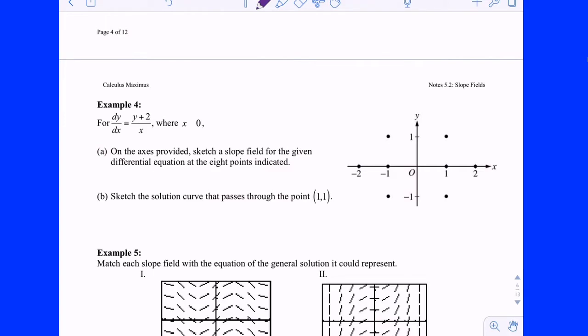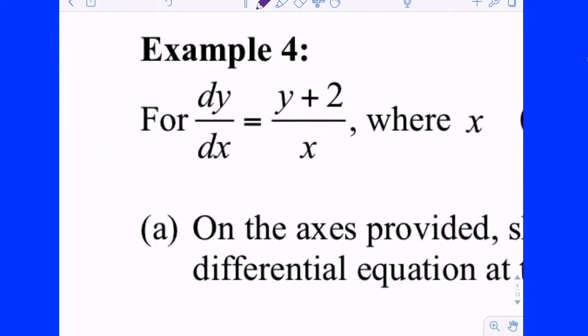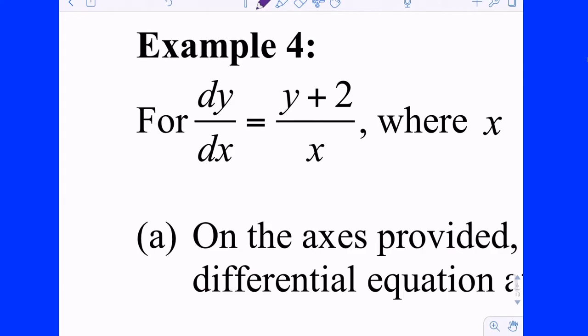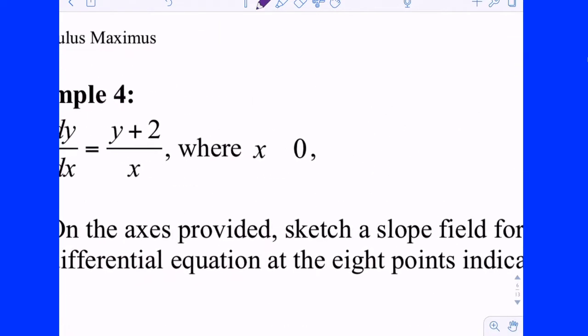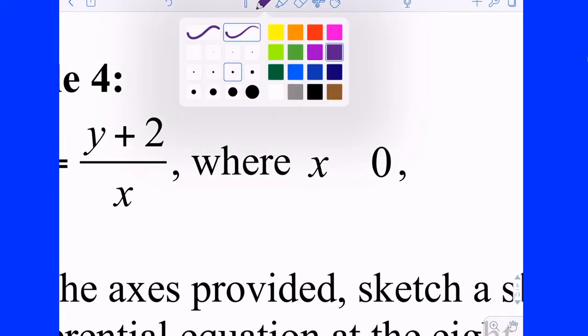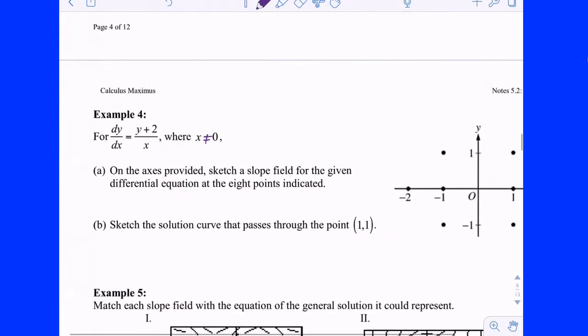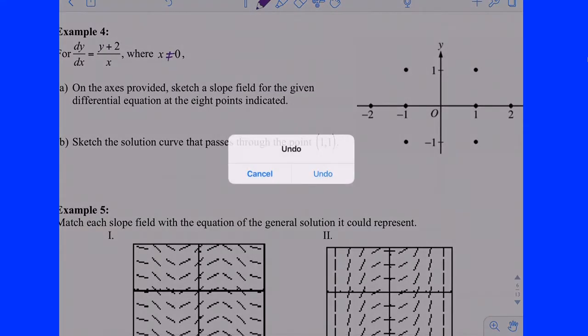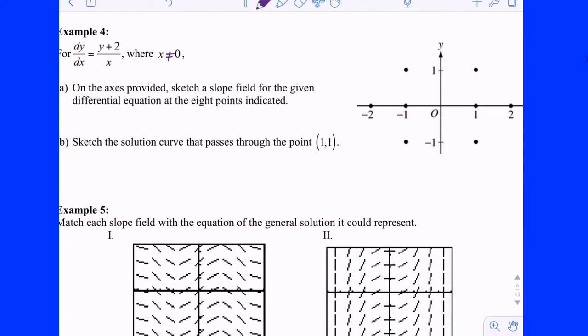Okay, example 4. This one has 2 parts. If dy/dx equals (y plus 2) over x, where x cannot equal 0. Yeah. I don't know why the notes don't like some symbols. On the axes provided, sketch the slope field for the given differential equation at the 8 points indicated.